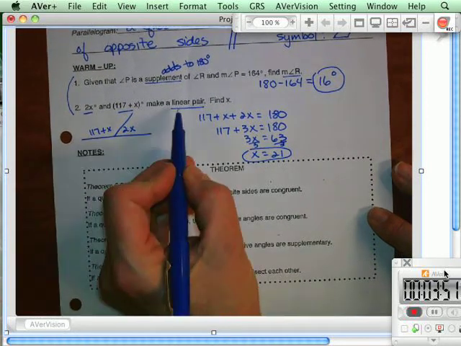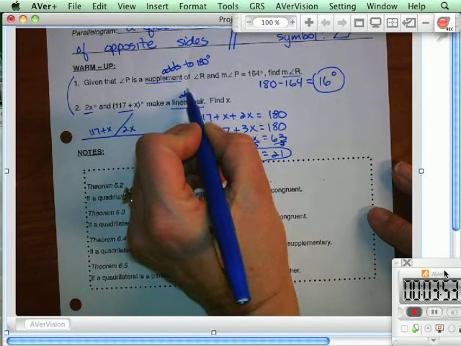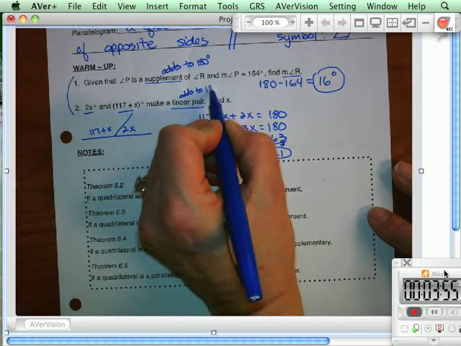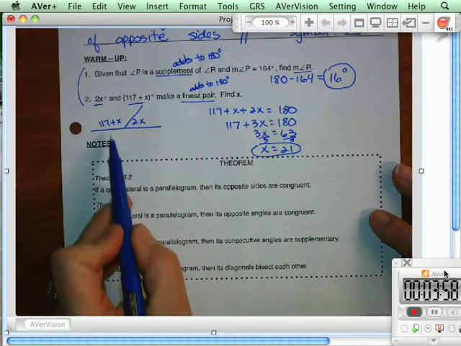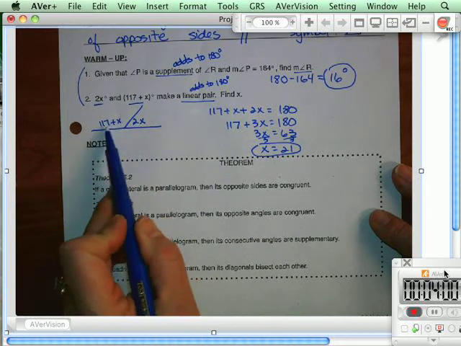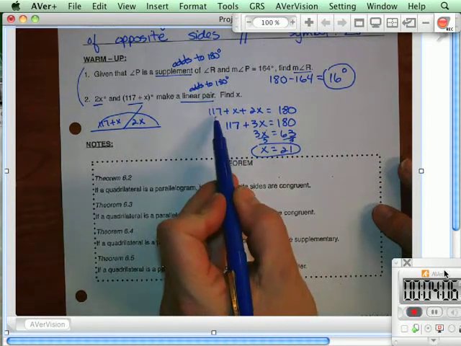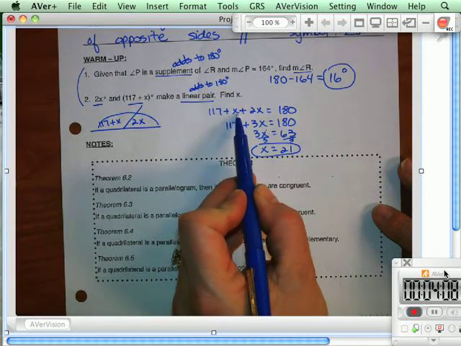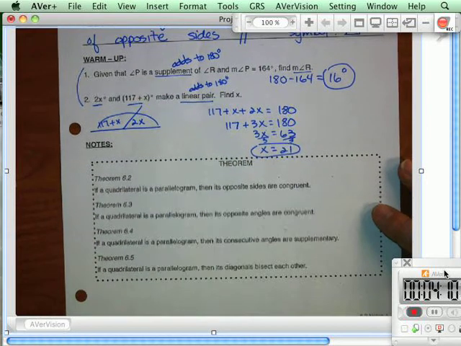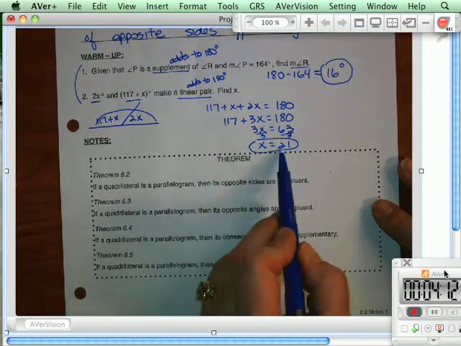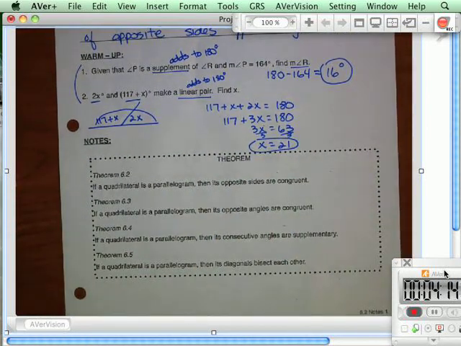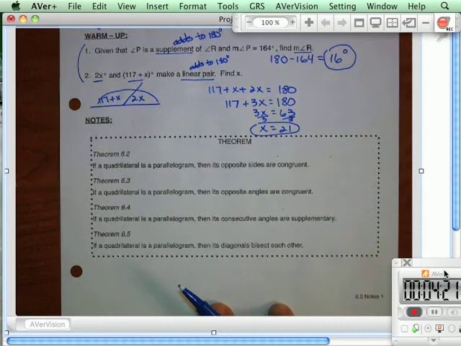Linear pair, same thing, just written differently. A linear pair is 2 angles that make up a straight line. So they also add to 180. That's why you write them as a sum: 117 plus x plus 2x equals 180. And then you solve for x. You have to remember what those words mean.